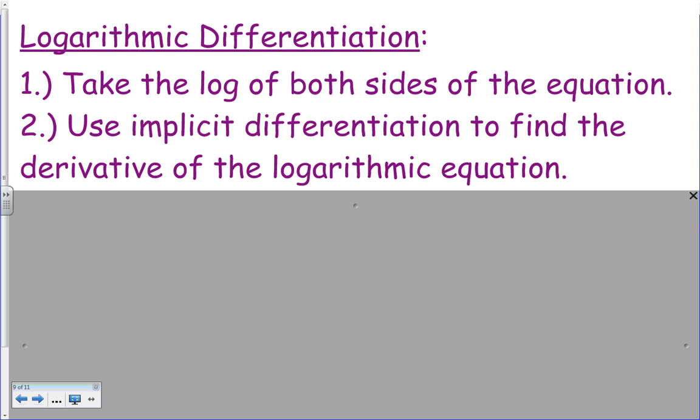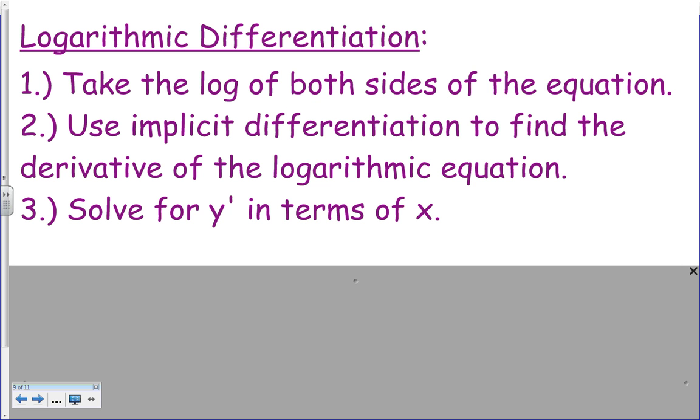The second step is to use implicit differentiation to find the derivative of the logarithmic equation. The reason we have to use implicit differentiation is because, when you take the log of both sides, it's not going to be solved for y anymore. It's not an equation solved for y, which means you have what's called an implicit relationship, or an implicit equation, so the derivative is going to be an implicit derivative.